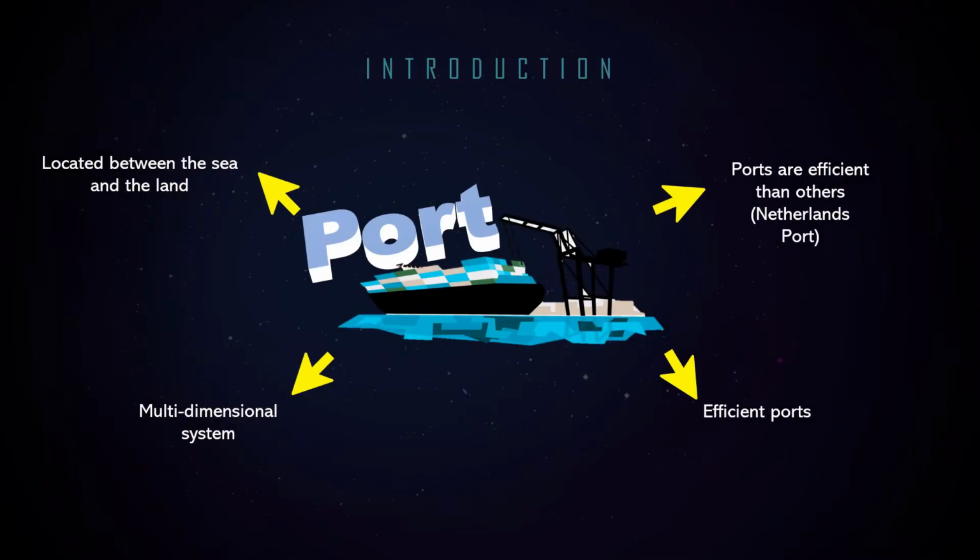Basic rationale of port business. Ports are very important nodes because they are located between the sea and land. In fact, the seaport is a multi-dimensional system. Efficient ports require infrastructure, equipment, adequate connectivity to other modes of transportation, motivated management, and qualified employees. Some ports are more efficient than others due to increasing technological systems, such as the Netherlands port.